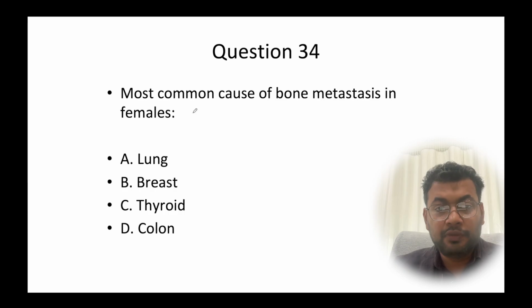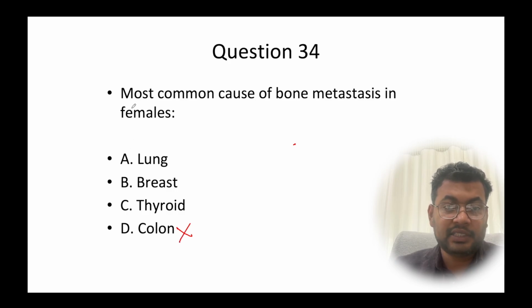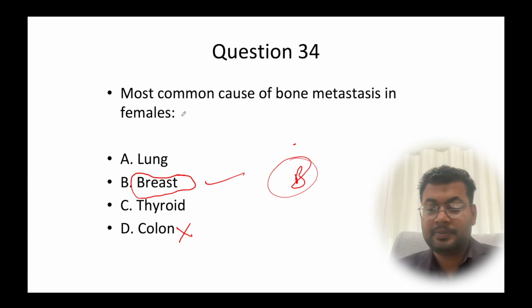Most common cause of bone metastasis in females: lungs, breast, thyroid, or colon. Which of these tumors will most commonly come to bone? We already know that colon rarely goes to the bone, but these three commonly do. They are specifically asking about females, so breast is the most common tumor metastasizing to bone. So the answer should be B, breast.